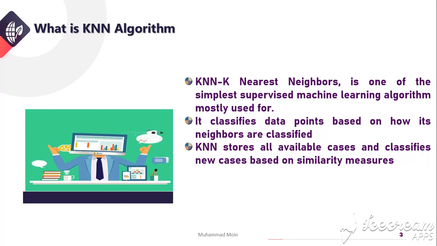What does the KNN algorithm do? It classifies the new data points based on how its neighbors are classified. So the KNN algorithm stores all the available cases and classifies new cases based on similarity measures. For example, I have trained my KNN algorithm on a dataset of cats and dogs. If new, previously unseen data appears, it must predict whether it's a cat or a dog from the unseen data, based on the labeled examples in the training set it has.